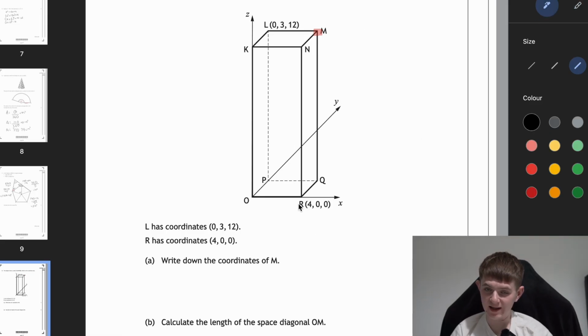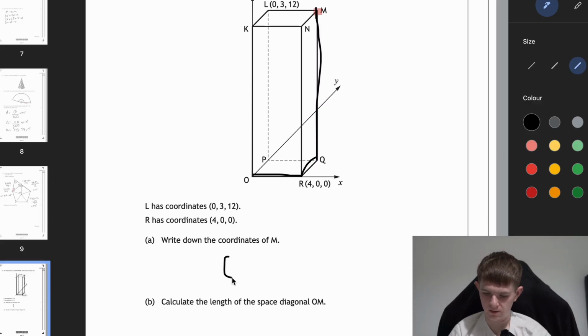So to get to R we need to go along 4. To go back to the same line as M, we need to go back 3. So we've gone back 3, now we're at Q. And to get up to M we need to go up by 12. So that must mean that our coordinates are 4, 3 and 12.